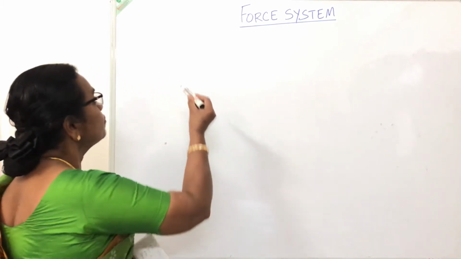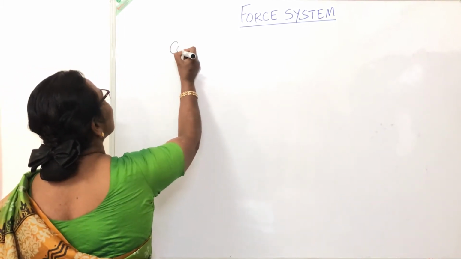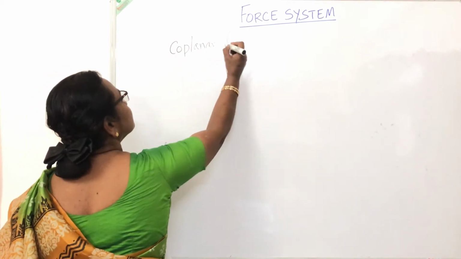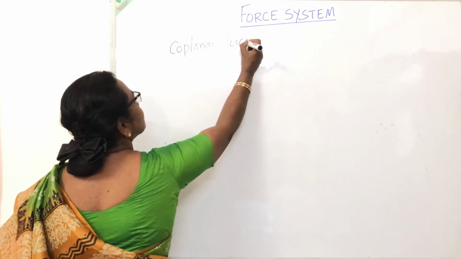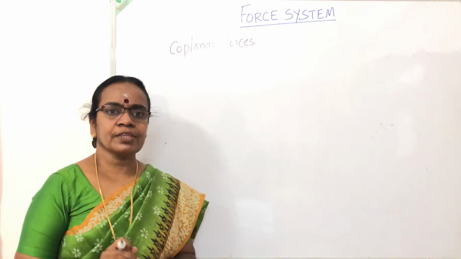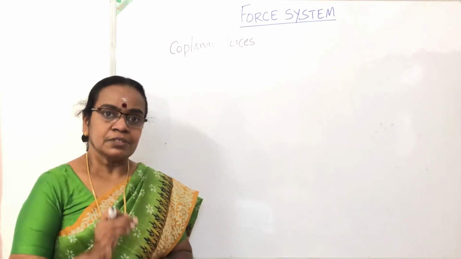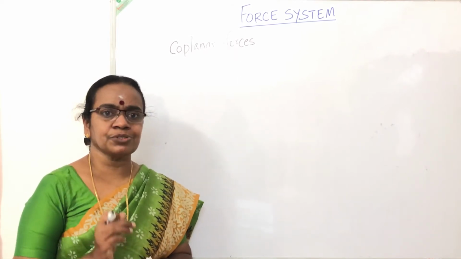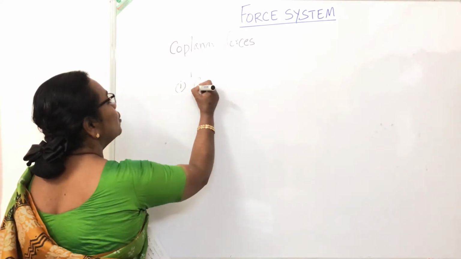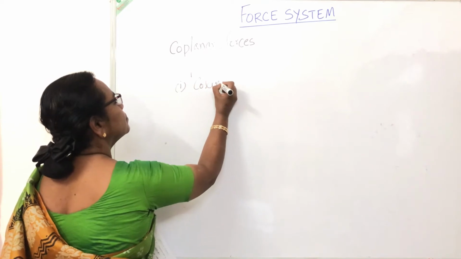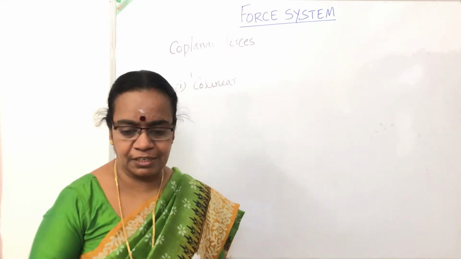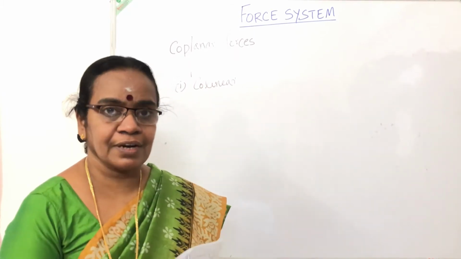When all the forces acting on a body are lying in the same plane, we call them coplanar forces. These coplanar forces can be categorized into three categories. One, collinear. Collinear means all the forces are acting in the same line.